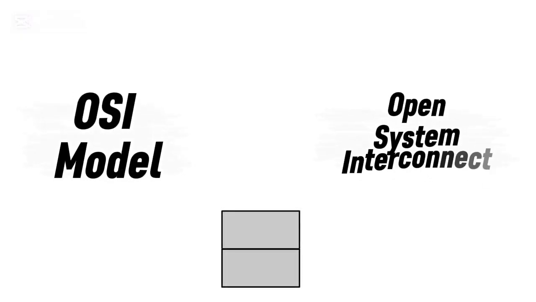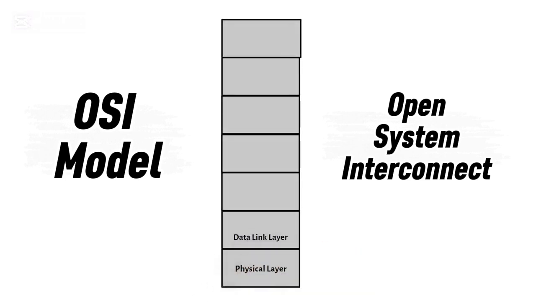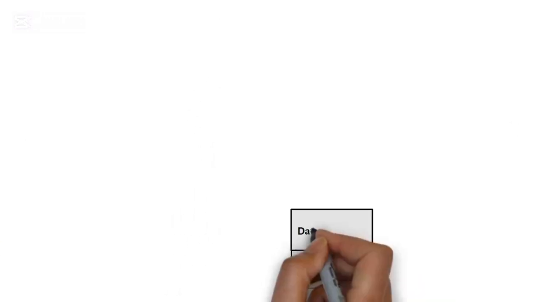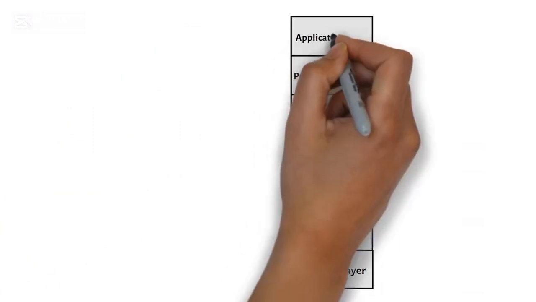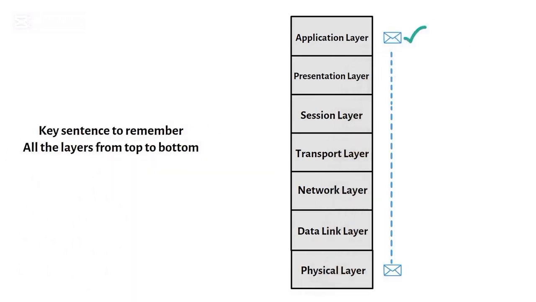The OSI model was introduced by ISO in 1983, which makes sure that each and every kind of device can be connected to the network. The seven layers of OSI, physical, data link, network, transport, session, presentation, and application, make sure of safe data delivery from source to destination. There is a key sentence to remember all these names.